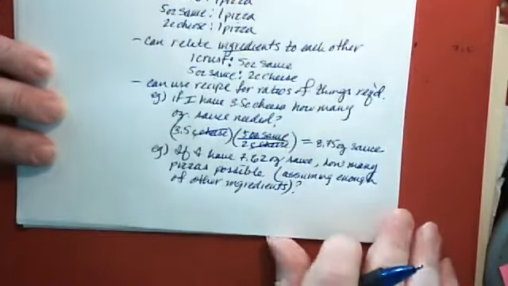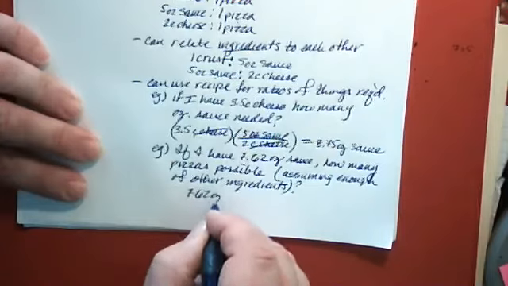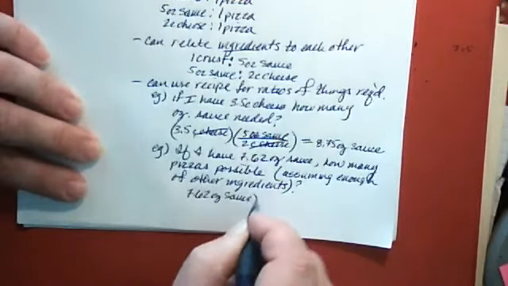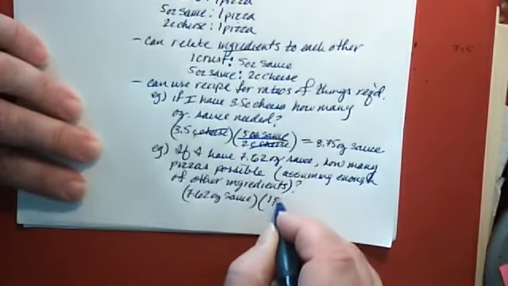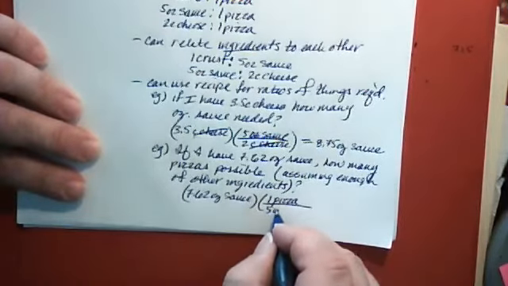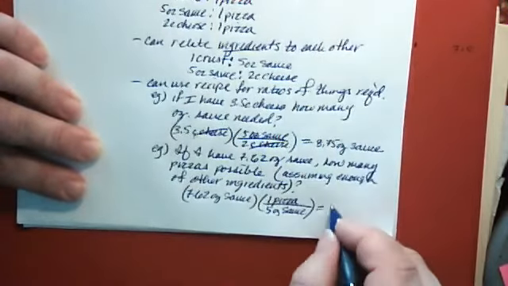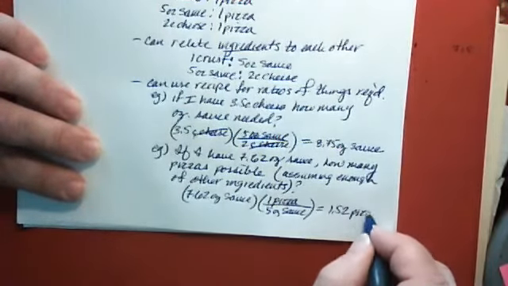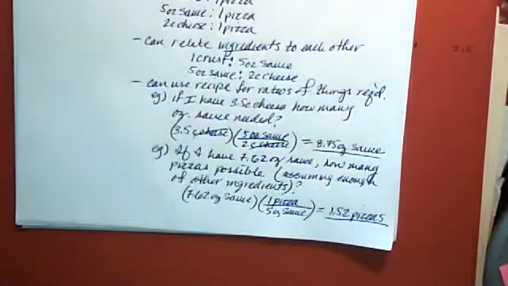So that's assuming enough of the other ingredients. That would be 7.62 ounces of sauce times, and the ratio of pizza to sauce is 1 pizza for every 5 ounces of sauce. And that would give you 1.52 pizzas. So we're assuming here that we have a standard size for pizzas. Otherwise, we'd probably just say you get 1 big pizza and 1 little one.